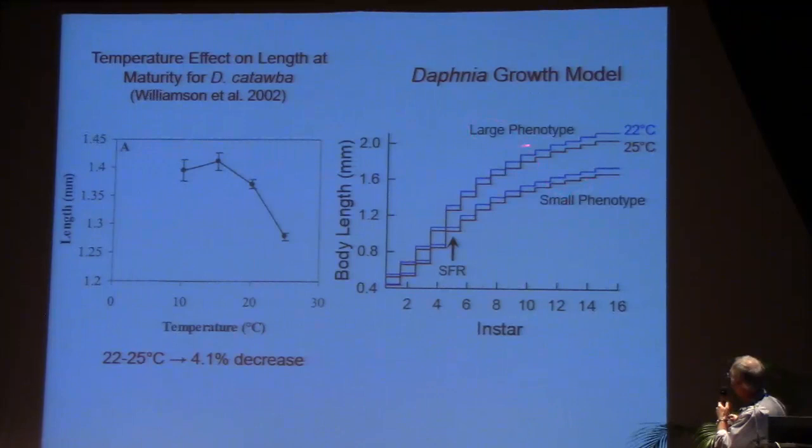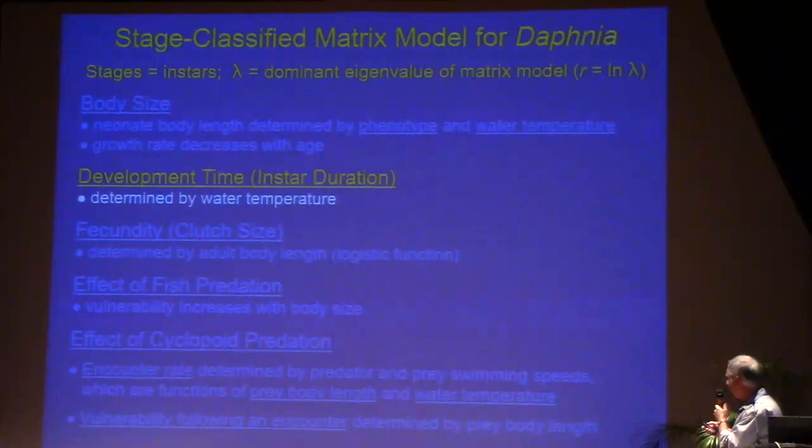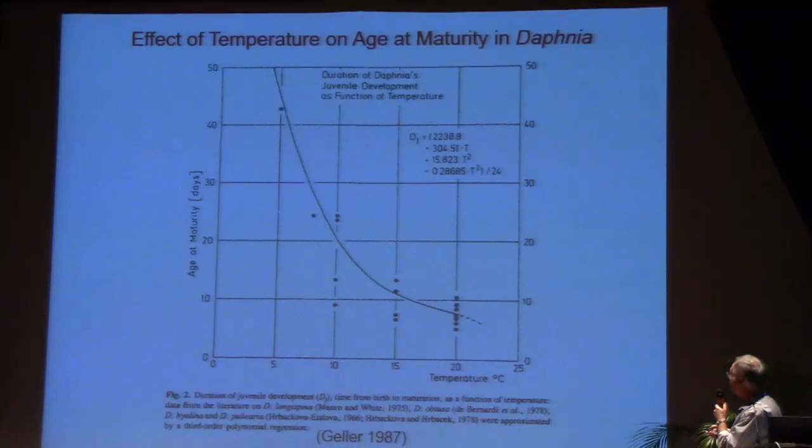And in each case at 25 degrees Celsius versus 22 degrees Celsius, the body sizes are going to be smaller at each instar. Development time or instar duration is determined by water temperature. And we use a function that's similar to this one here. So increased temperature reduces the age of maturity and the length of each instar.